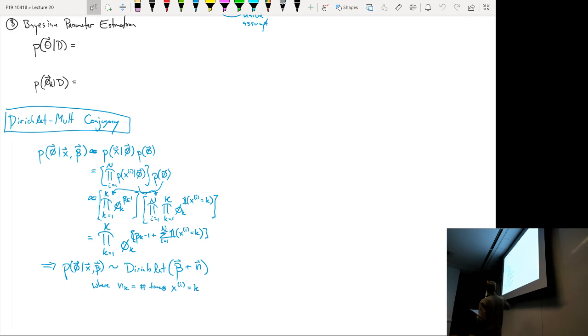Okay, so the fact that this worked out is practically a miracle. Well, it's not entirely a miracle. There's a good many pairs of distributions that have what we call conjugate priors. So we actually say that the Dirichlet is the conjugate prior of the multinomial.